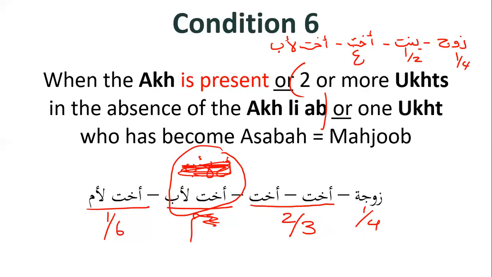Now that the full sister has become asaba, there's nothing left over for the ukht li abin, and she will become mahjub. Hence the rule states, when one ukht is present who has become the asaba, then this ukht li abin will become mahjub.